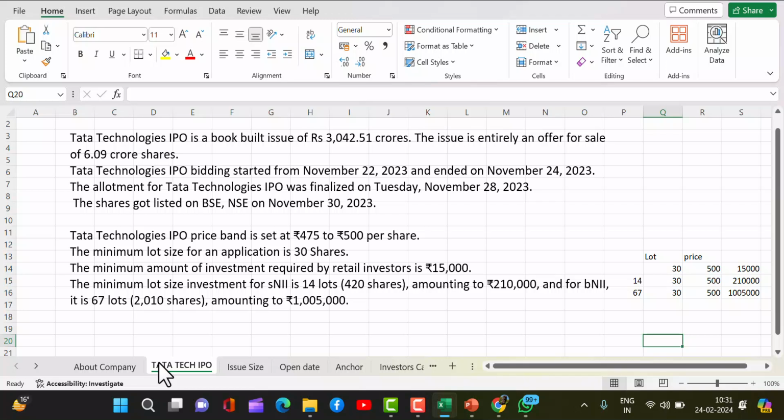The minimum allotment is 2,10,000. So you can apply between 2 lakhs to 10 lakhs. Retail investors up to 2 lakhs. After that, small NIIs from 2 lakhs to 10 lakhs, and big NIIs can apply from 10 lakhs and above.